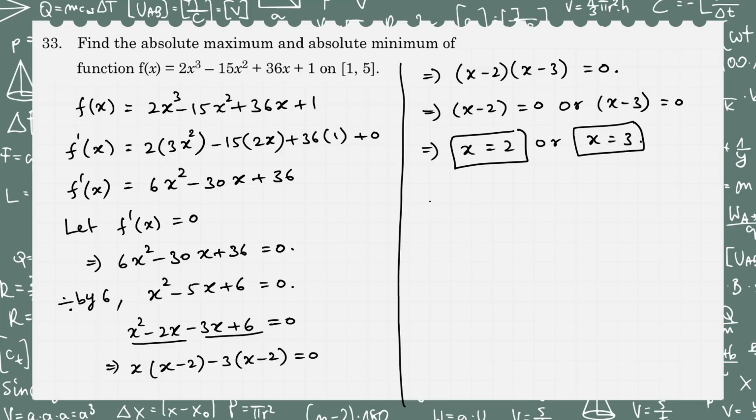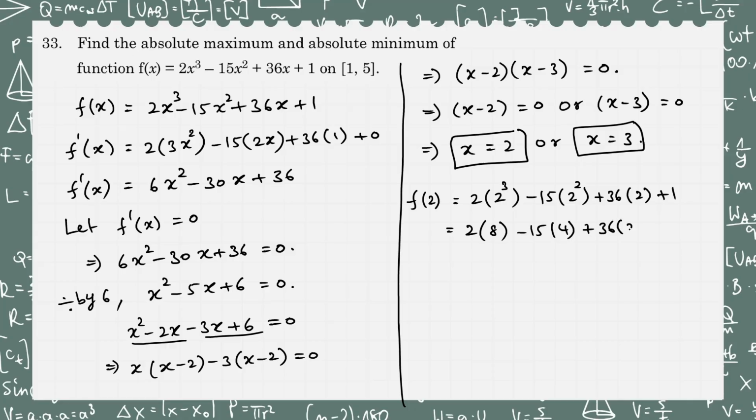So let's try to find f(2). f(2) will be, replacing x with 2 everywhere, 2 into 2^3 - 15 into 2^2 + 36 into 2 + 1. This will be 2 times 8 - 15 times 4 + 36 times 2 + 1. This will be 16 - 60 + 72 + 1, and the final value for this will be 29.